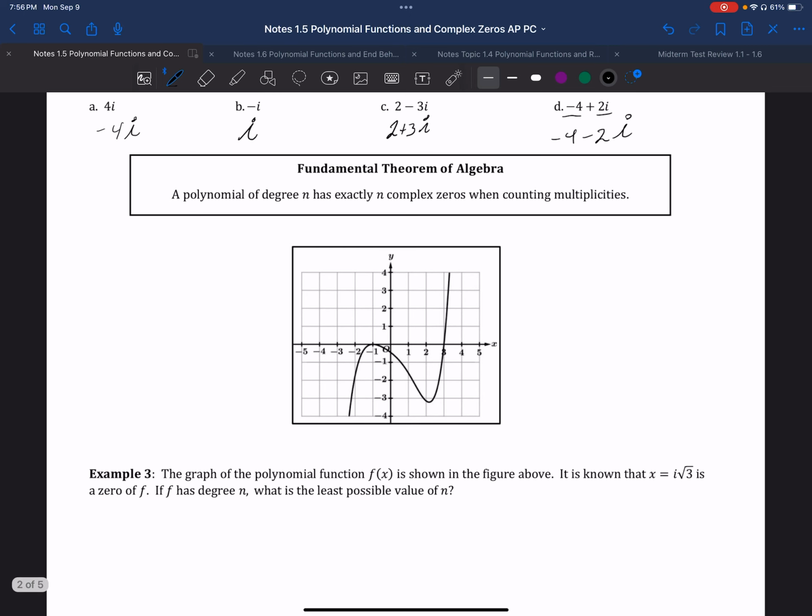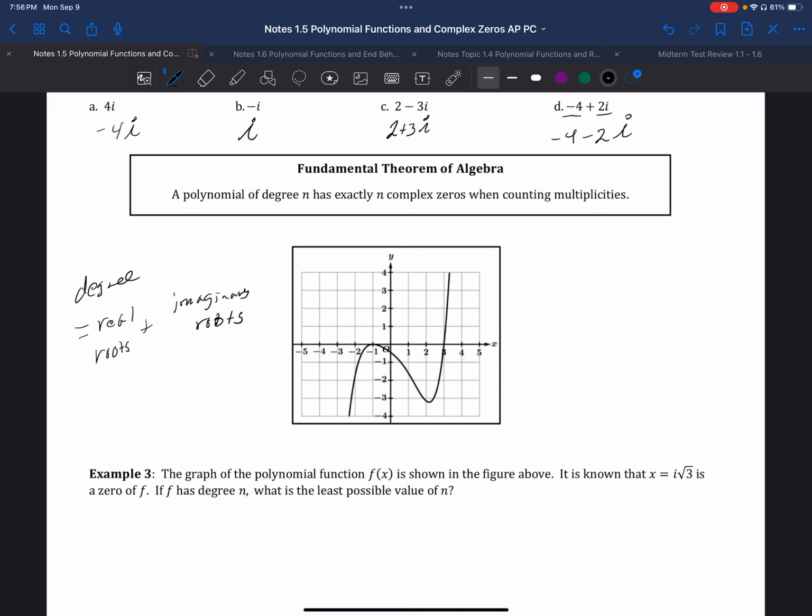Okay, let's look at the fundamental theorem of algebra. It says a polynomial of degree n has exactly n complex zeros when counting multiplicities. I like to simplify this and just say my degree is going to be equal to my real roots plus my imaginary roots. You'll see me using this equation throughout the problems, but that's all it means.